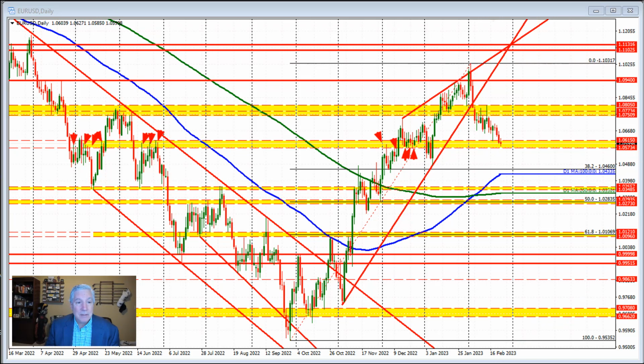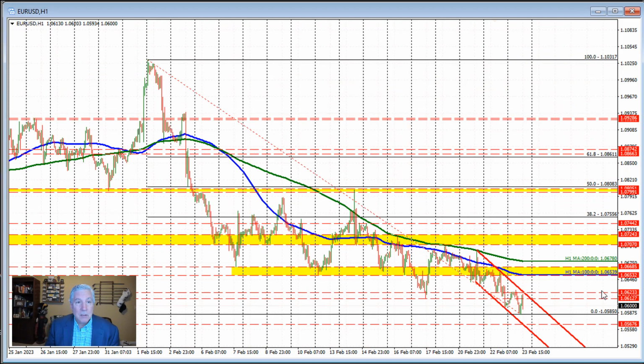105.73 is that level, and that more or less corresponds with our lower channel trend line here, 105.67. So be aware of that on further downside momentum in the euro versus US dollar. Right now, we are right around the 106 level, looking toward the low price from earlier today. 105.85 is the next target for the euro versus US dollar.